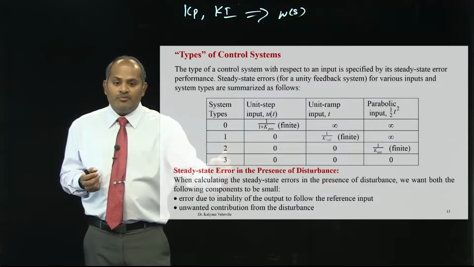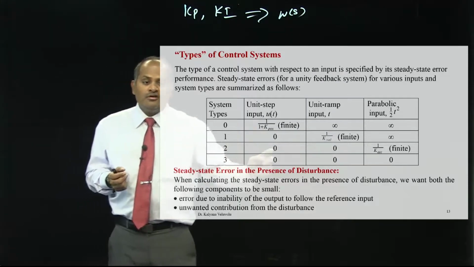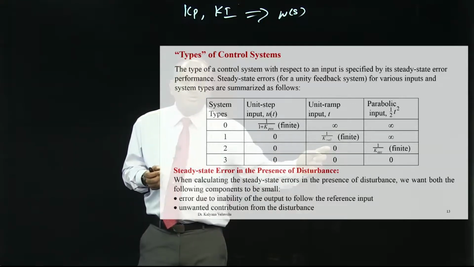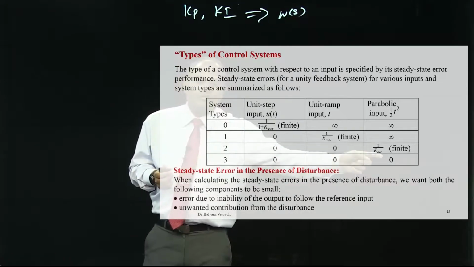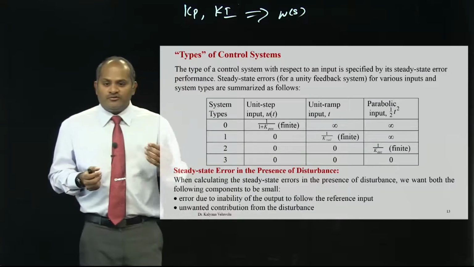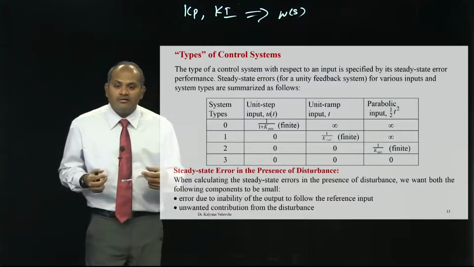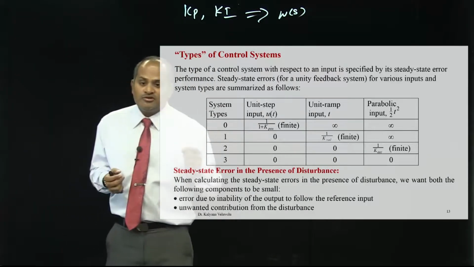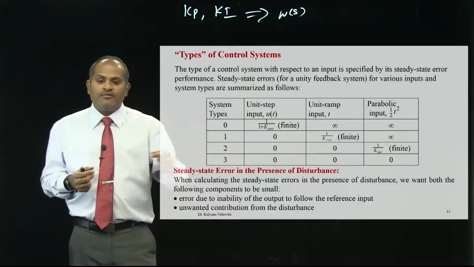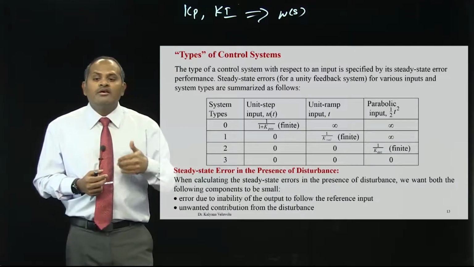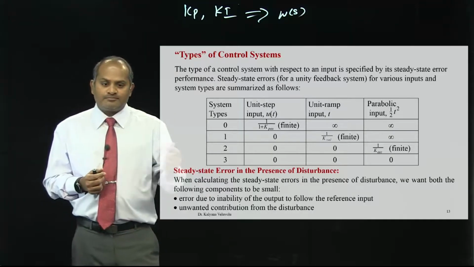But if you go to type 2, when you have 2 poles at the origin, you get 0 error for step, 0 error for ramp, and constant error for parabolic. So, if you see, type 2 is much better compared to type 1 and type 0 systems. So, increasing the type of the system will give you good steady state error performance.